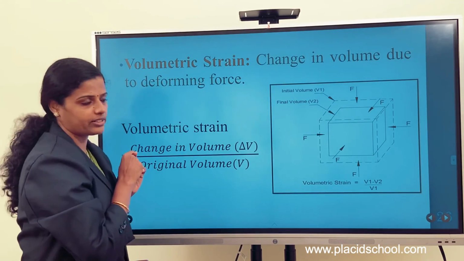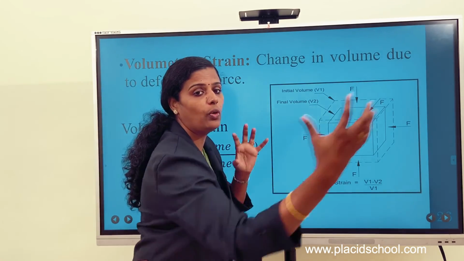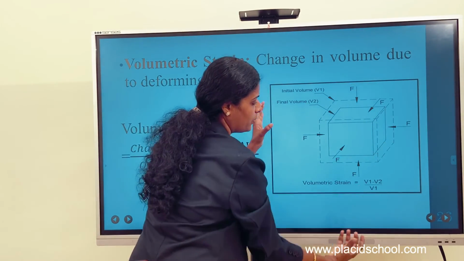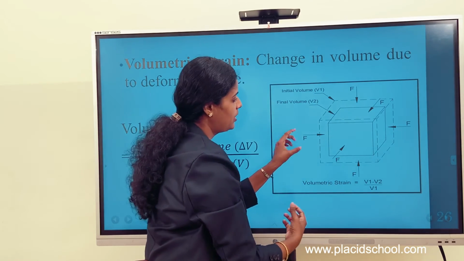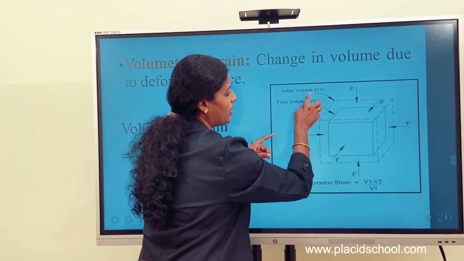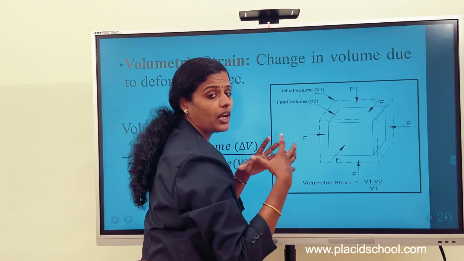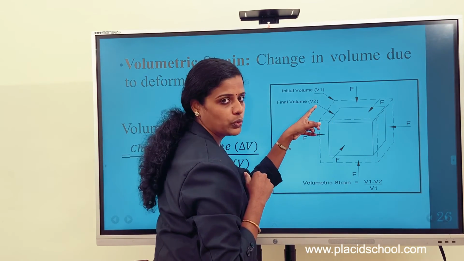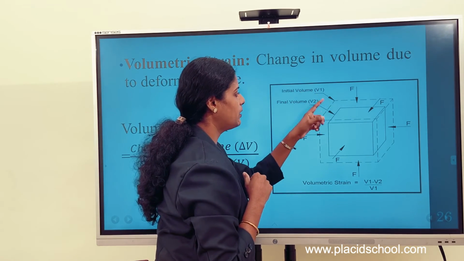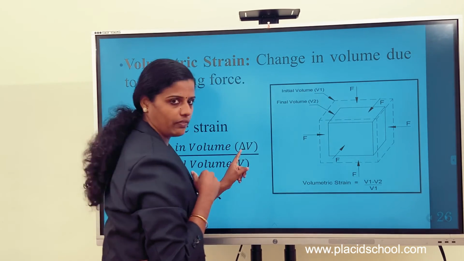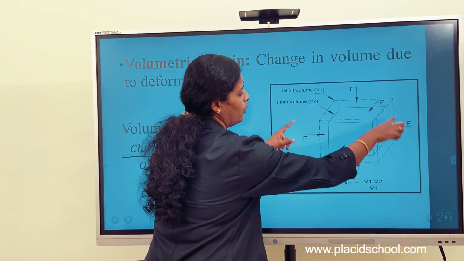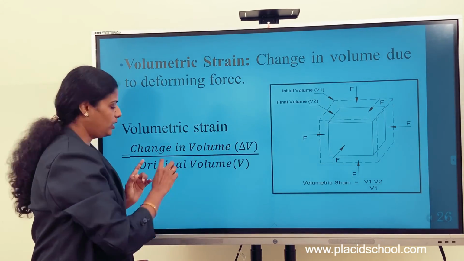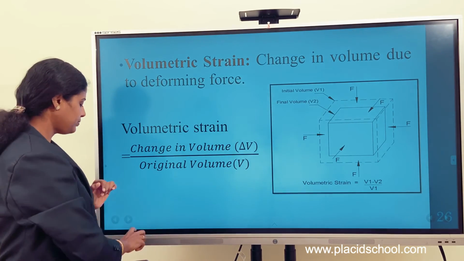And about volumetric strain, we are applying force in all directions. So here we are applying force, here applying force, here applying force, here applying force. Initially the volume was V1, and after applying the force, the volume changes. So the final volume is V2. Therefore the change in volume is V1 minus V2 or delta V, and the original volume is V, and we can say that the volumetric strain is the change in volume by the original volume.